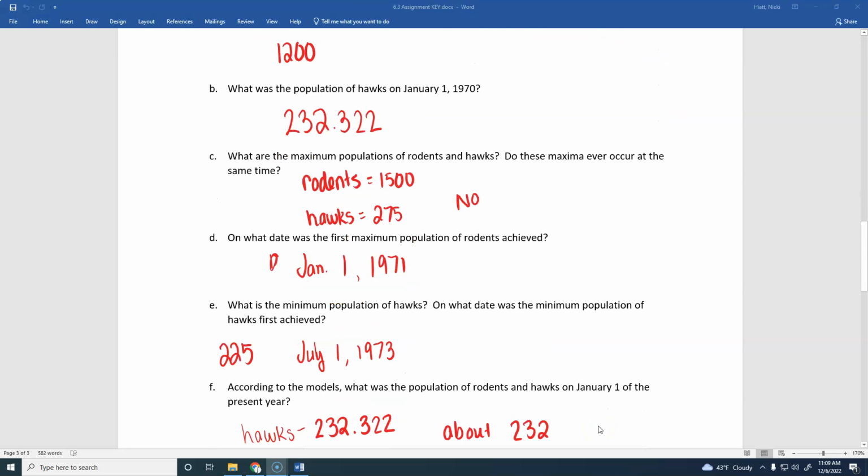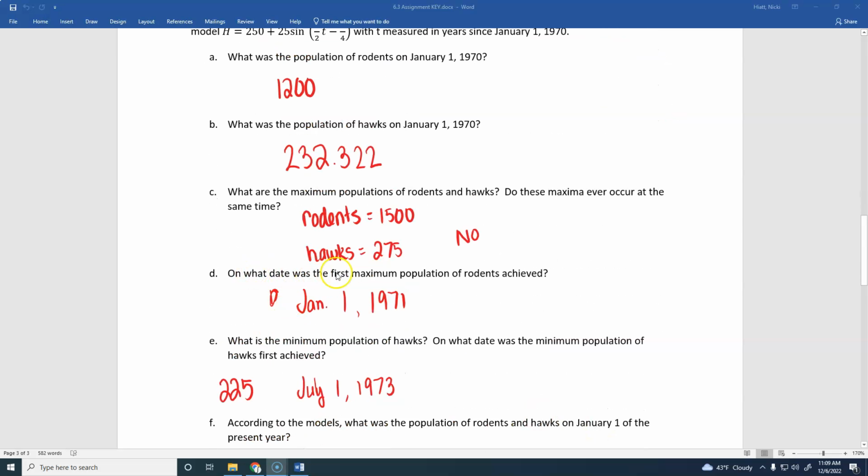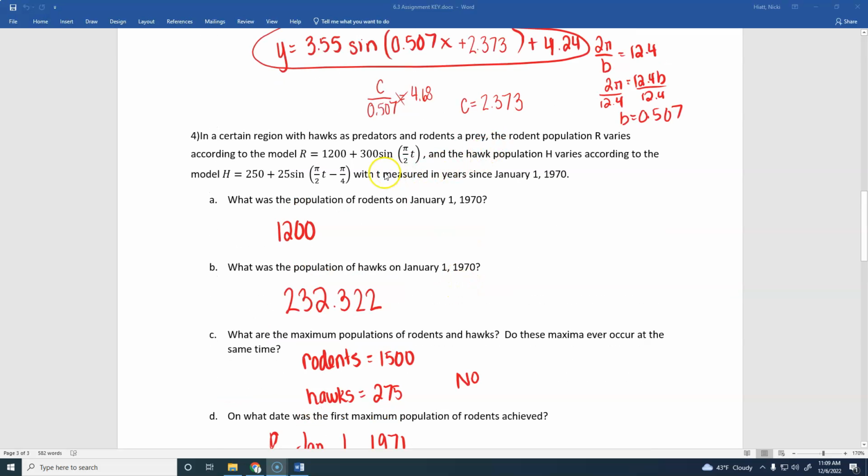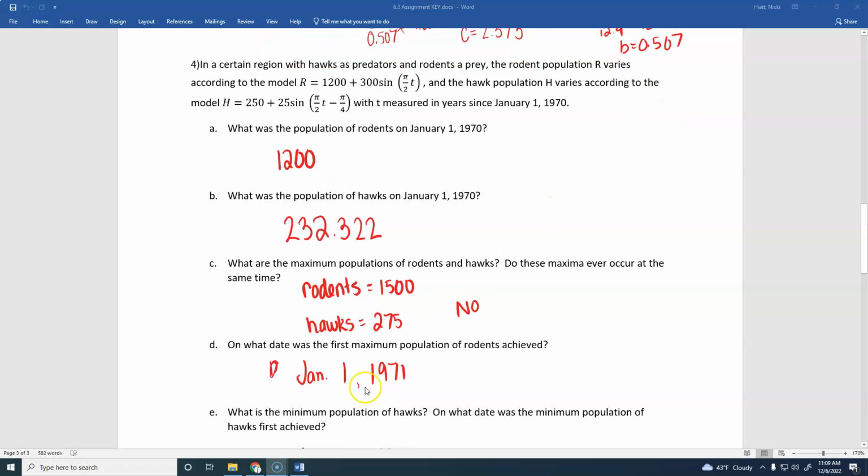How did you find the date on problem 4? So first, the maximum. The maximum that you look at whenever you're looking at it on Desmos is going to be at 1, so that maximum is at t equals 1. For this, it tells you t is measured in years since January 1st, 1970. So if t equals 1, that is 1 year after January 1st, 1970. So that would be January 1st, 1971.